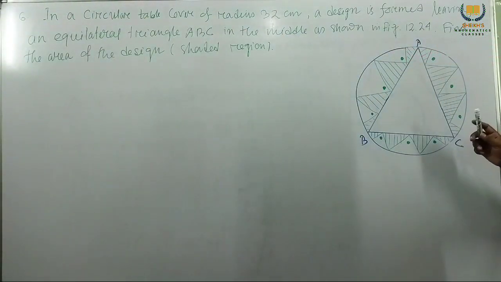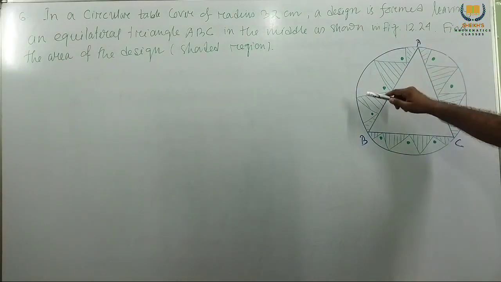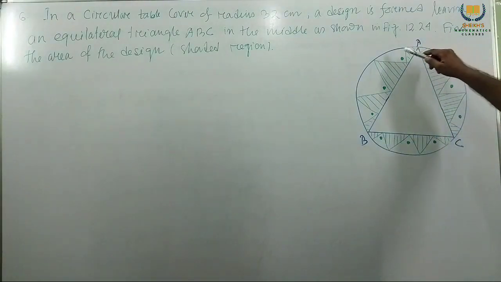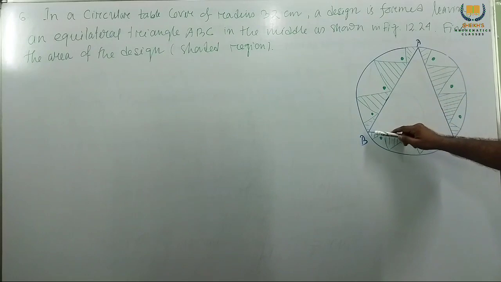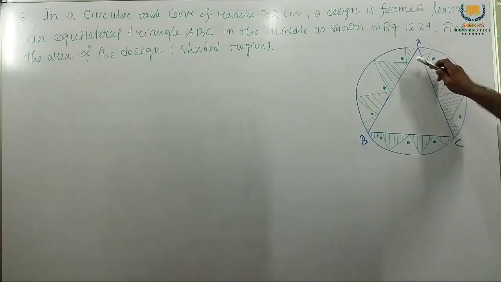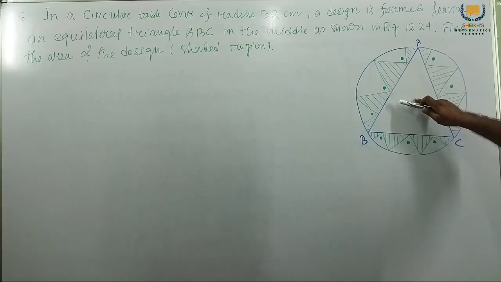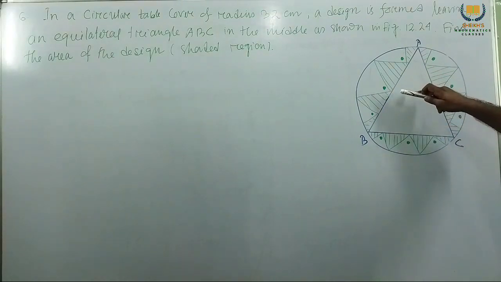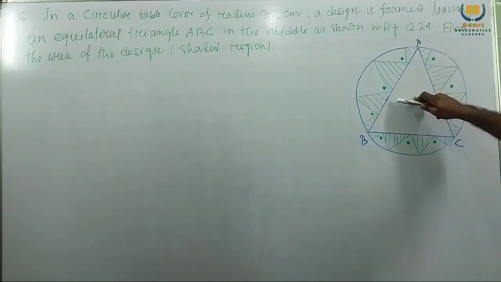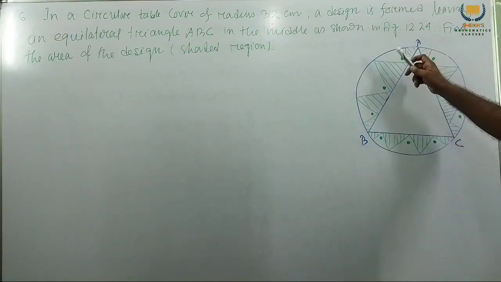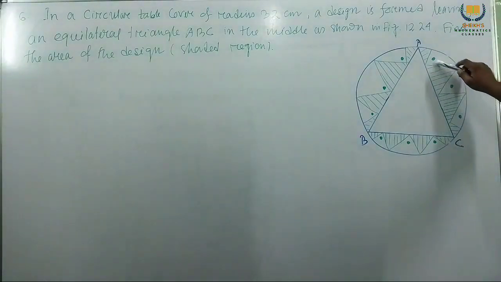So this is our tablecloth, a round tablecloth. This is a triangle, an equilateral triangle, and the radius of the circle is given as 32 centimeter. And we have to find the area of the design. What is the area?